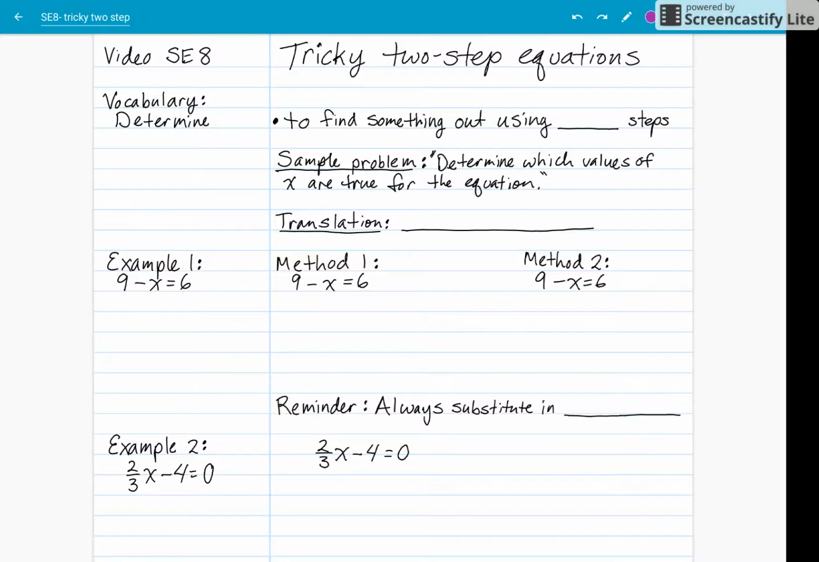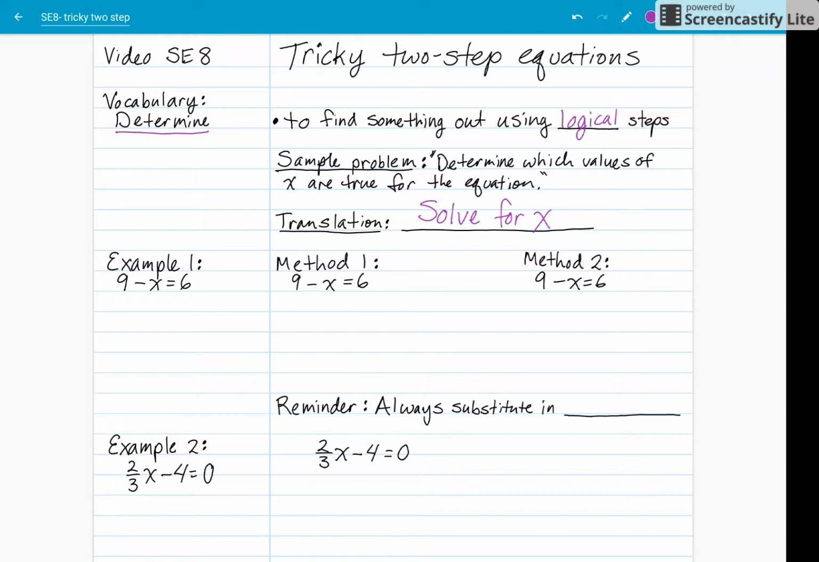There are a few types of equations that many students find challenging or make errors on. The first type is when the directions are unclear or misleading. You may find the word determine used in place of the word solve. To determine something means to find something out using logical steps. A sample problem would read, determine which values of x are true for the equation. What they're really asking you is to solve for x, just like you've done in the past.